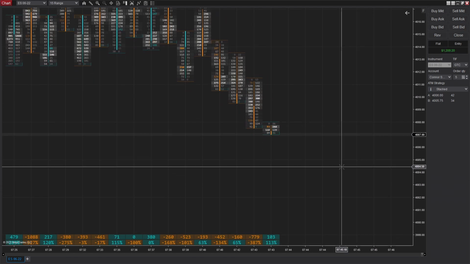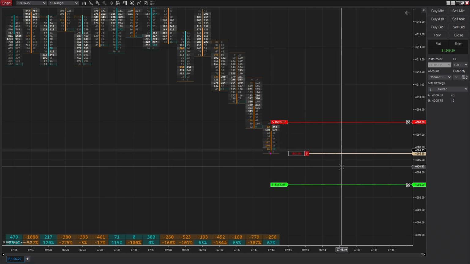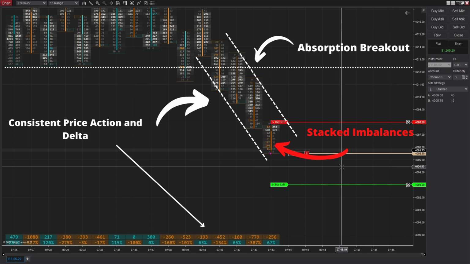After that last trade, there is a range starting to form. However, we do get this really nice short entry breakout when there is consistent delta and a large number of stacked imbalances. So we do enter short there on 5 contracts for 10 ticks.